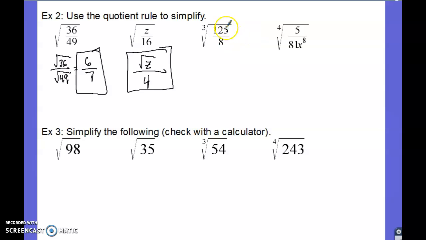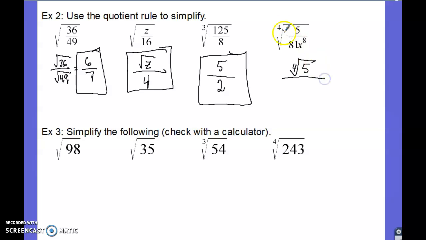This one, the cube root. I think it's beneficial to memorize a few cube roots, but if not, you can use a calculator. So the cube root of 125 is 5, and the cube root of 8 is 2. You can check with the calculator. Now this one, not as easy, because the fourth root of 5 is not a perfect number. So just leave it as the fourth root of 5. And in the denominator, the fourth root of 81 is 3. Now remember, we can divide the index. 8 divided by 4, so this becomes x squared.